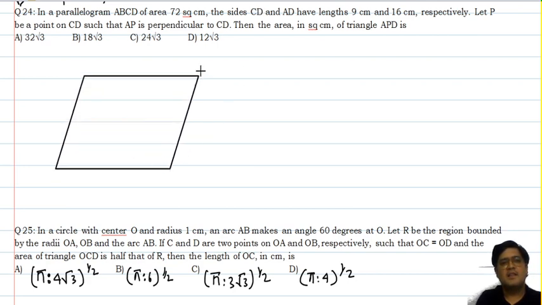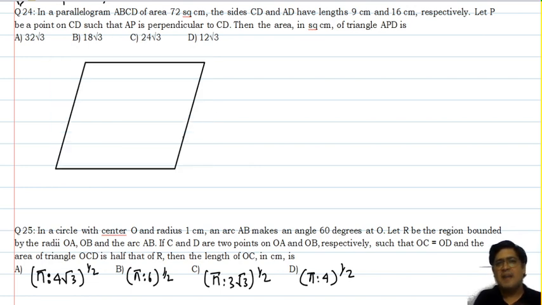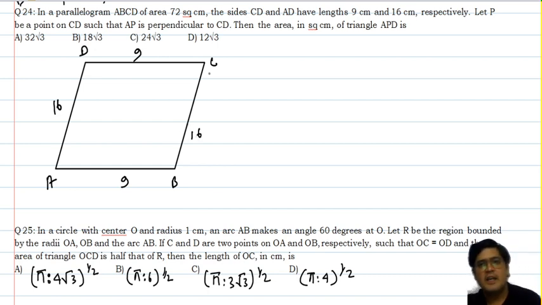Let us say this is our parallelogram. Among the sides AD and CD, AD is the longer one. So A, B, C and D. CD is 9, so AB is 9. AD is 16, so BC also is 16. Now here, where is P? P is a point on CD such that AP is perpendicular to CD.